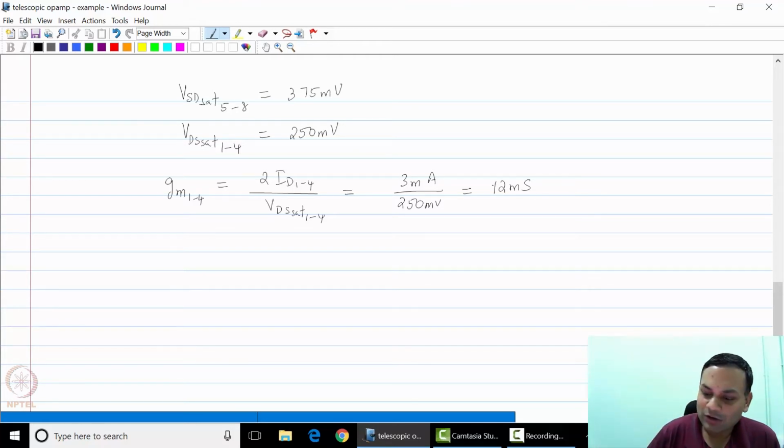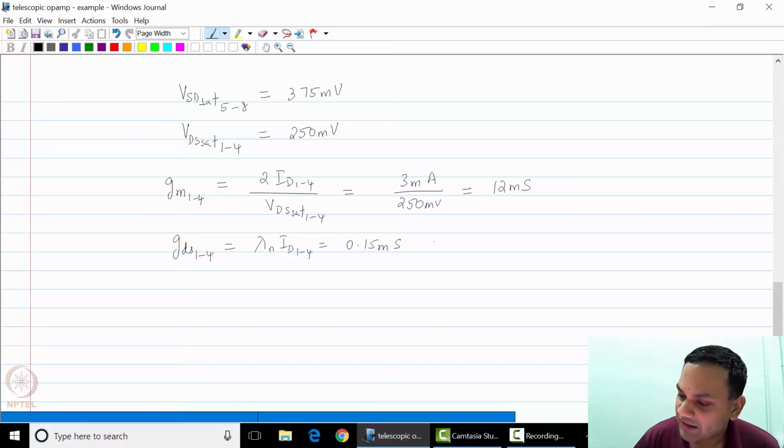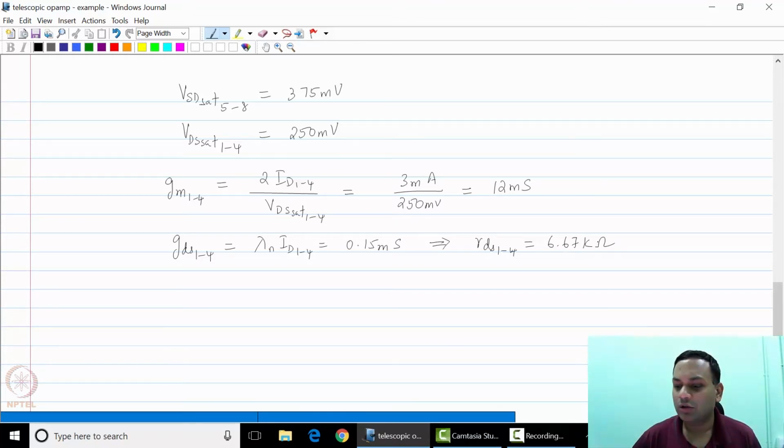Now what do we do next? We can also write down the expression for the GDS of 1 to 4. GDS of 1 to 4 is nothing but lambda n times ID of 1 to 4. So this is 0.15 millisiemens, and this means that RDS 1 to 4 is equal to 6.67 kilo ohms. So now we are in a position to figure out what the requirement on the output resistance is.